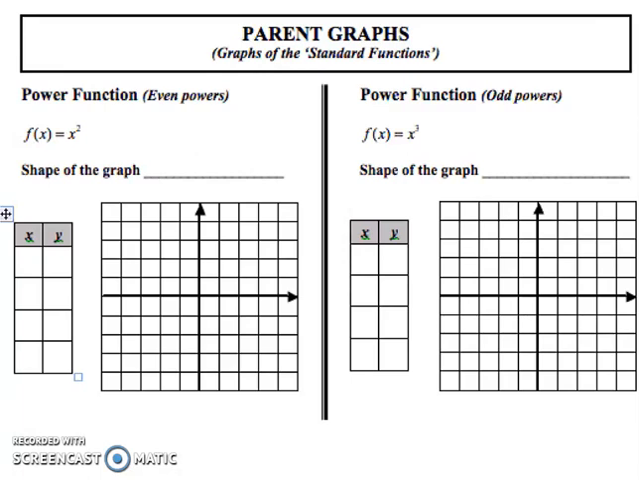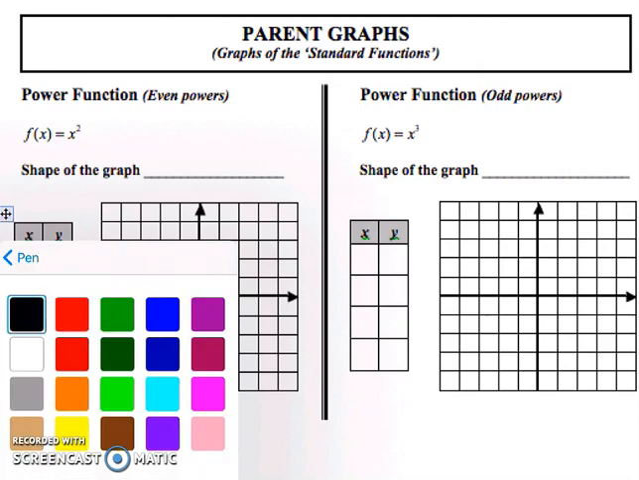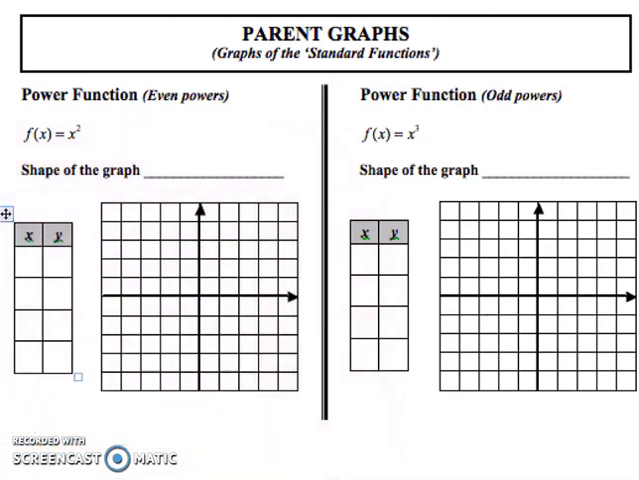This is the parent graphs for section 2.4 notes. Today we're going to go through what the parent graphs for 7 kind of standard graphs look like that we're going to be exploring in the next 2 chapters.